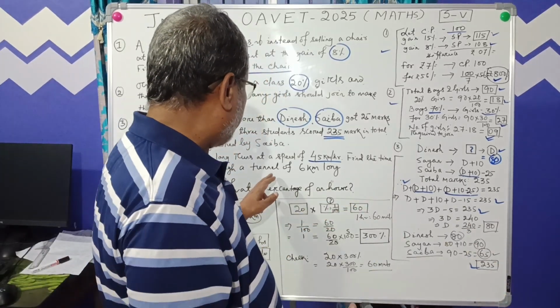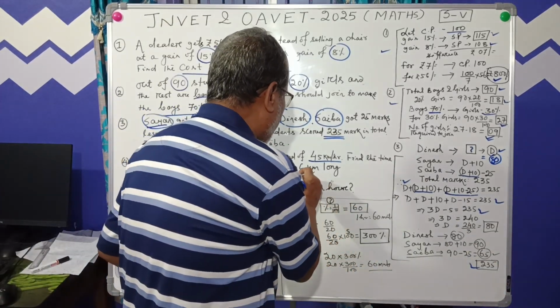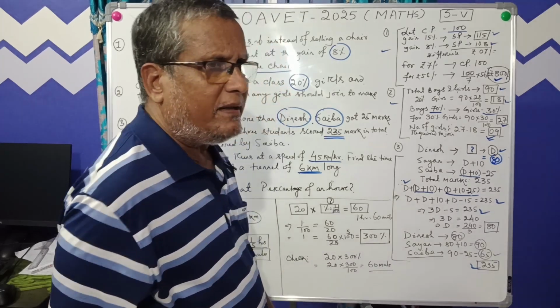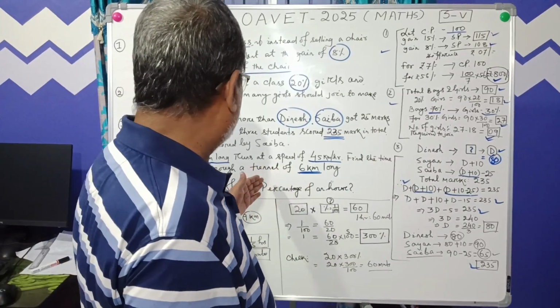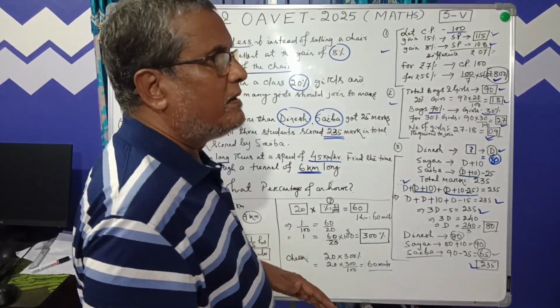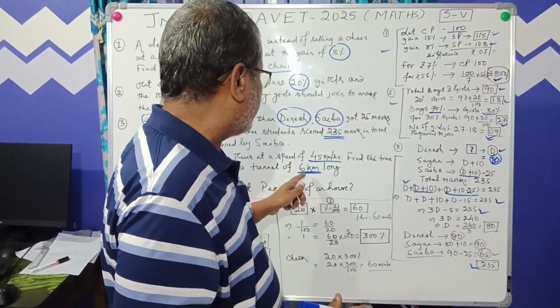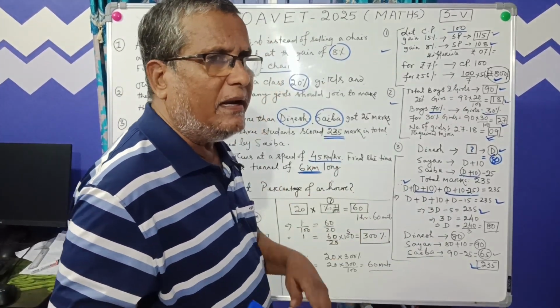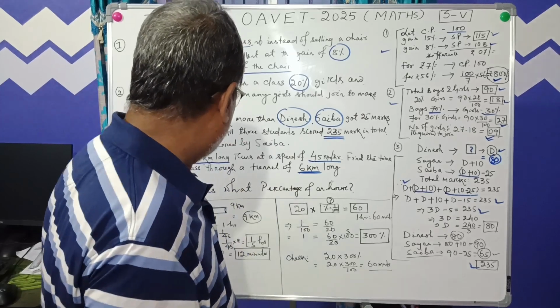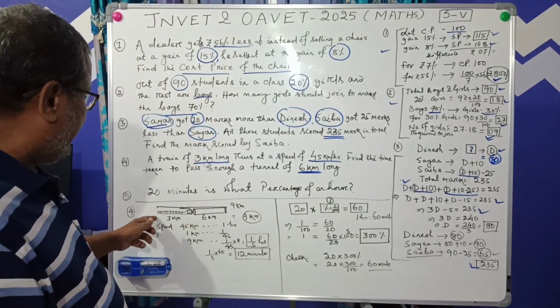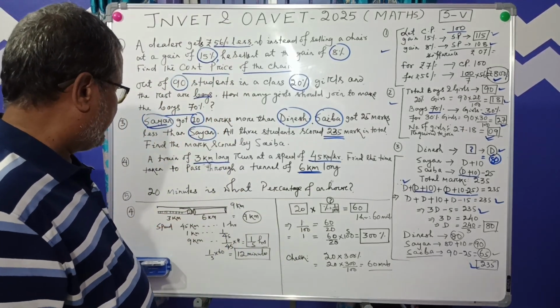A narrow tunnel of 6 kilometers long. Okay. So we have to find out the time taken by the train to pass through a tunnel of 6 kilometers long, but the length of the train is 3 kilometers long. So now you see, here is the train and here is the tunnel.